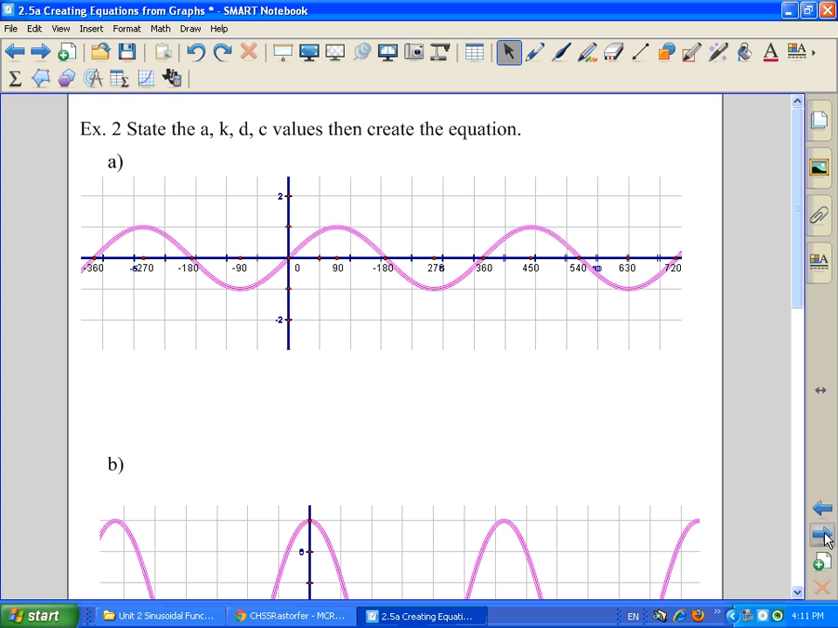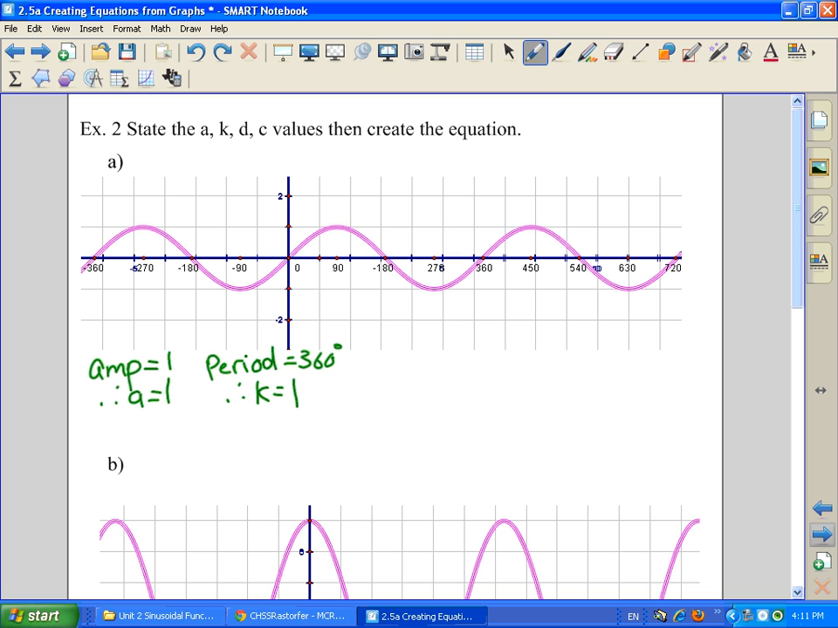All right. So look here, first of all, amplitude. So the amplitude equals 1, therefore that tells me A equals 1. Looking at the period. Okay, how long is our period to complete one wave? Period equals 360 degrees. Therefore, K equals 1.